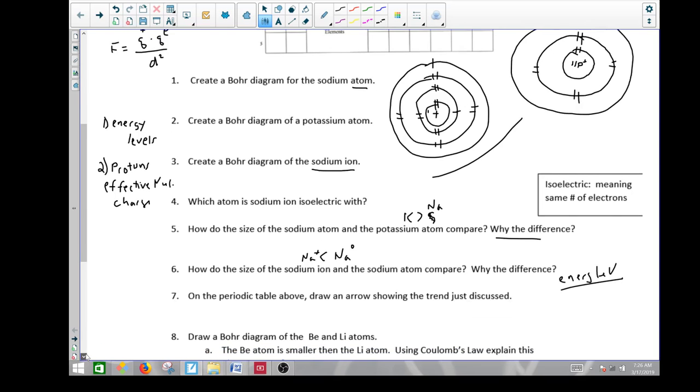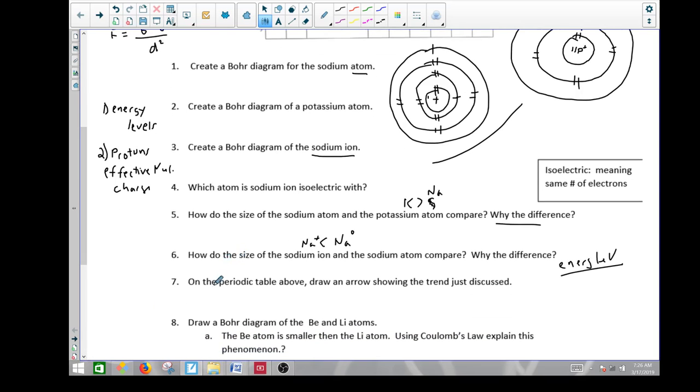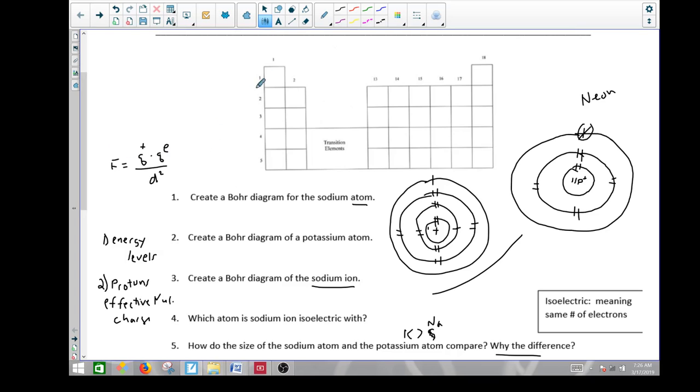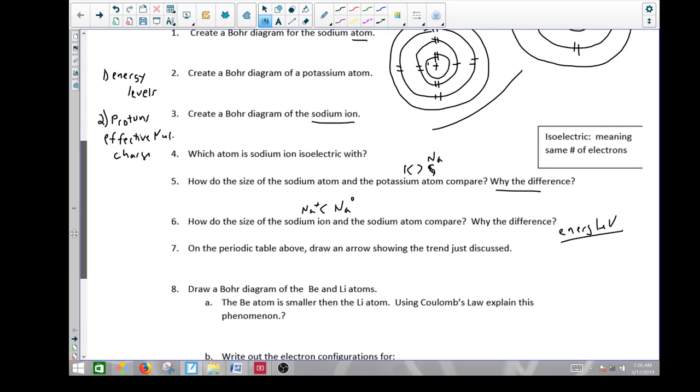On the periodic table, draw an arrow showing the trend just discussed. Okay. So we just know that as we go down the periodic table, we're getting bigger because we have more energy levels. All right. Now we're moving into number 2, which is the number of protons, and number 3, number of electrons. And I go in that order as far as discussed, how we deal with them.